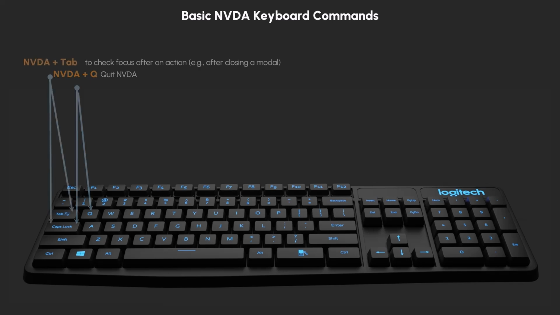If you ever lose track of the current focus while testing, one of the most useful NVDA shortcuts is NVDA plus tab. This command allows you to check which element is currently focused, which is particularly helpful after performing an action like closing a modal window.